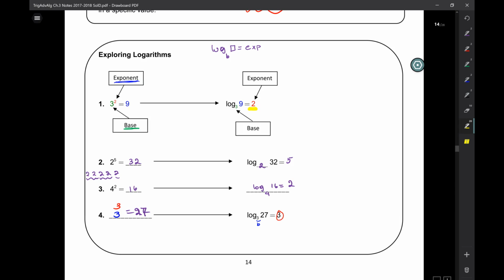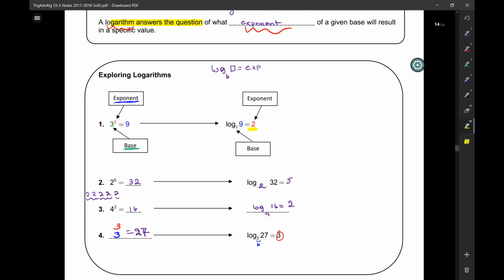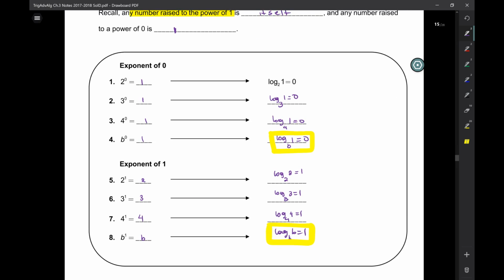So if I have, for example, log base 3 of, let's say, 15, what I'm looking for is, what is the exponent of 3 that would give you a 15? And it could either be a whole number, a fraction, a decimal, and so on. So that's what we're looking at. And then we learned some properties.